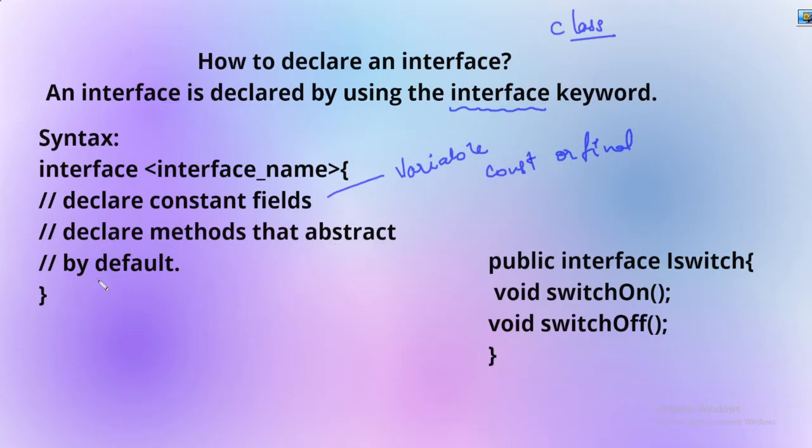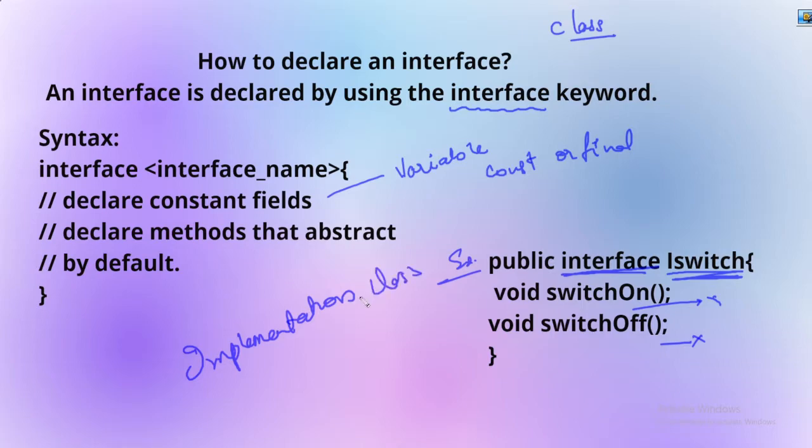Declare methods that are abstract by default, and always the methods that are there in the interface will be abstract. That is, it will not have any implementation. Here you have the example for an interface. Public interface, you can see the interface is written, and here it is written as ISwitch. So void switchOn, void switchOff. There is no implementation for these two methods, and the implementation for these methods should be written in one more class that is called implementation class. Now this interface becomes the superclass and the implementation class becomes the subclass.